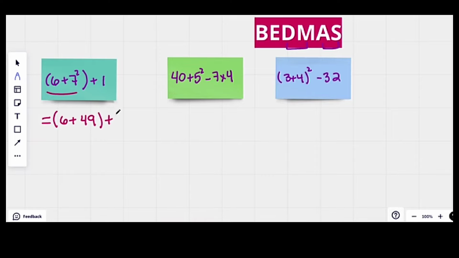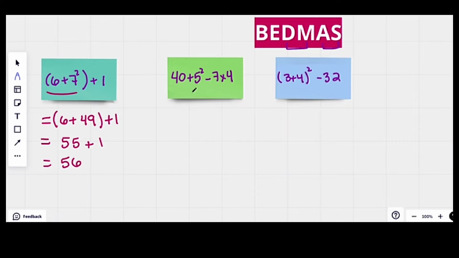And everything else, we're bringing it down because we're not doing anything with it yet. So we have to keep bringing it with us. Now we look at BEDMAS, and it tells us we still have a bracket. Before we do anything with this addition at the end, we need to take care of the bracket. So what is 49 plus 6? Well, 49, 50, 51, 52, 53, 54, 55. So we've got 55. And bring this one down, plus 1. So our answer is 56. Great.